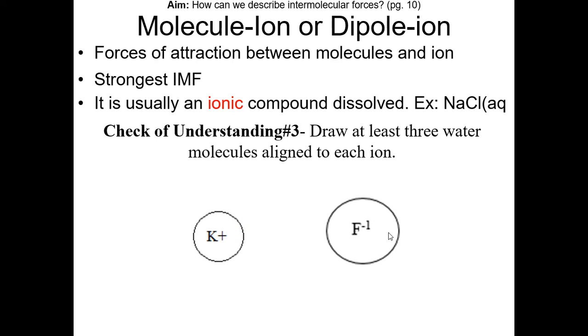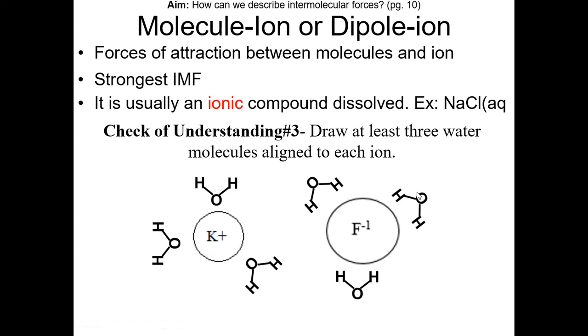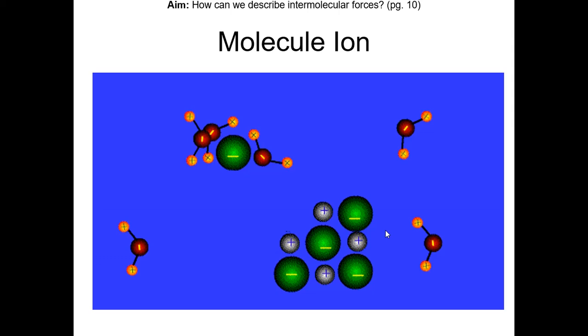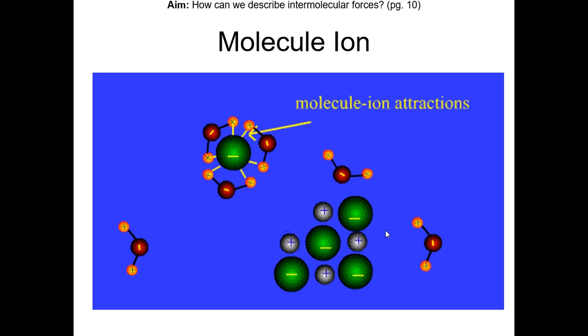For check of understanding number 3, draw at least 3 water molecules aligned to each ion. So here are the water molecules. Again, you want the partial negative oxygen to face the positive ion and the partial positive hydrogen to face the negative ion. So here's a GIF showing the interaction.